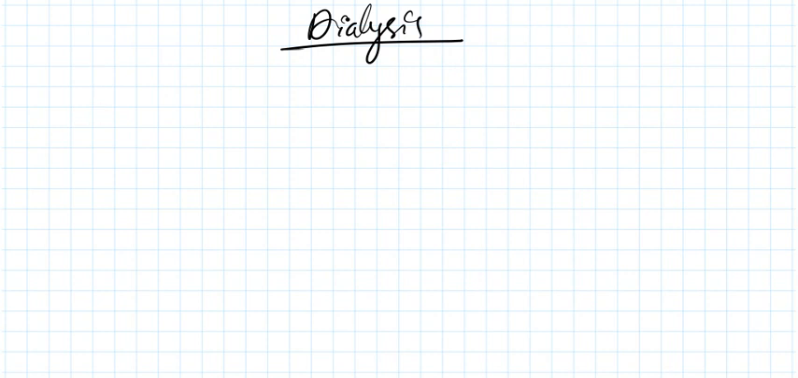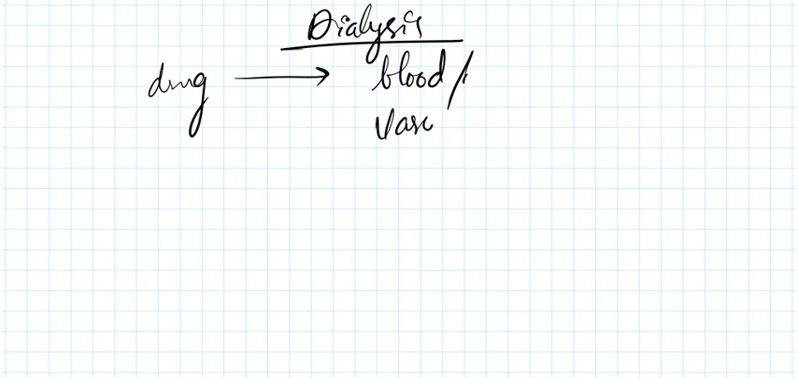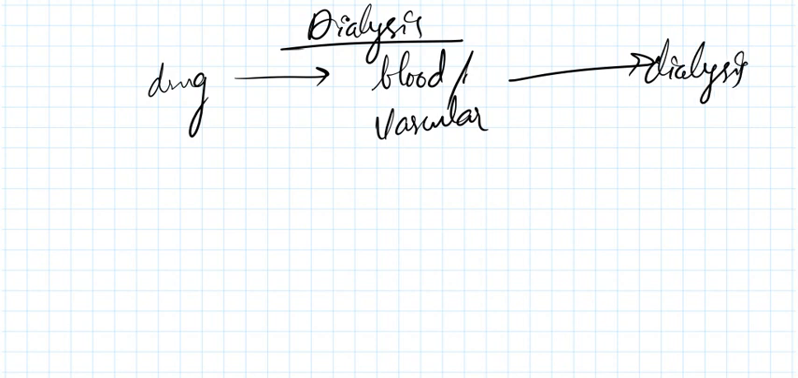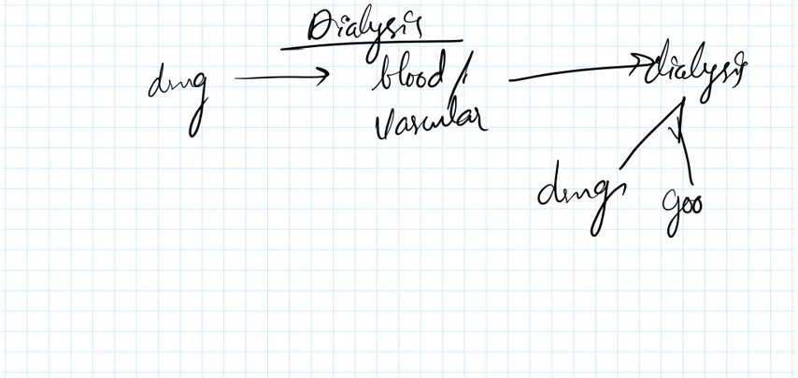Right? What will you do? Obviously, the drug should go into the blood. It should be in the blood or vascular component. So, if you simply take the patient to dialysis, what happens? The blood gets filtered, and you can expel the drug outside, and you get good blood, or filtered blood, which doesn't have the drug.